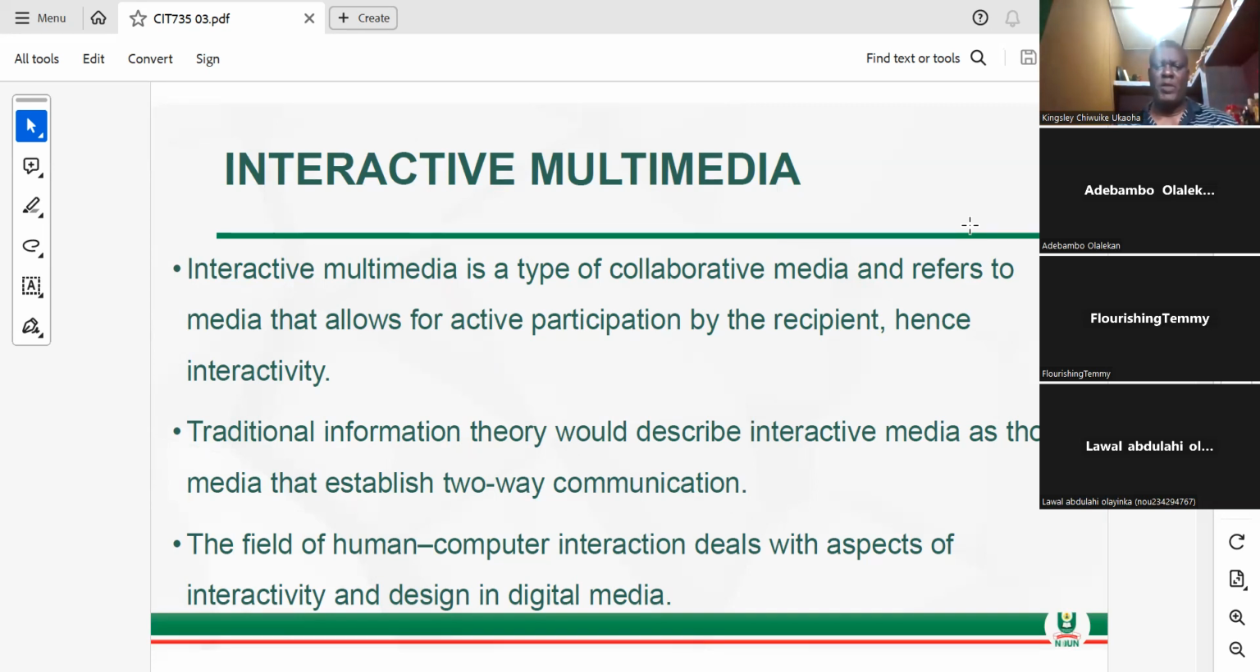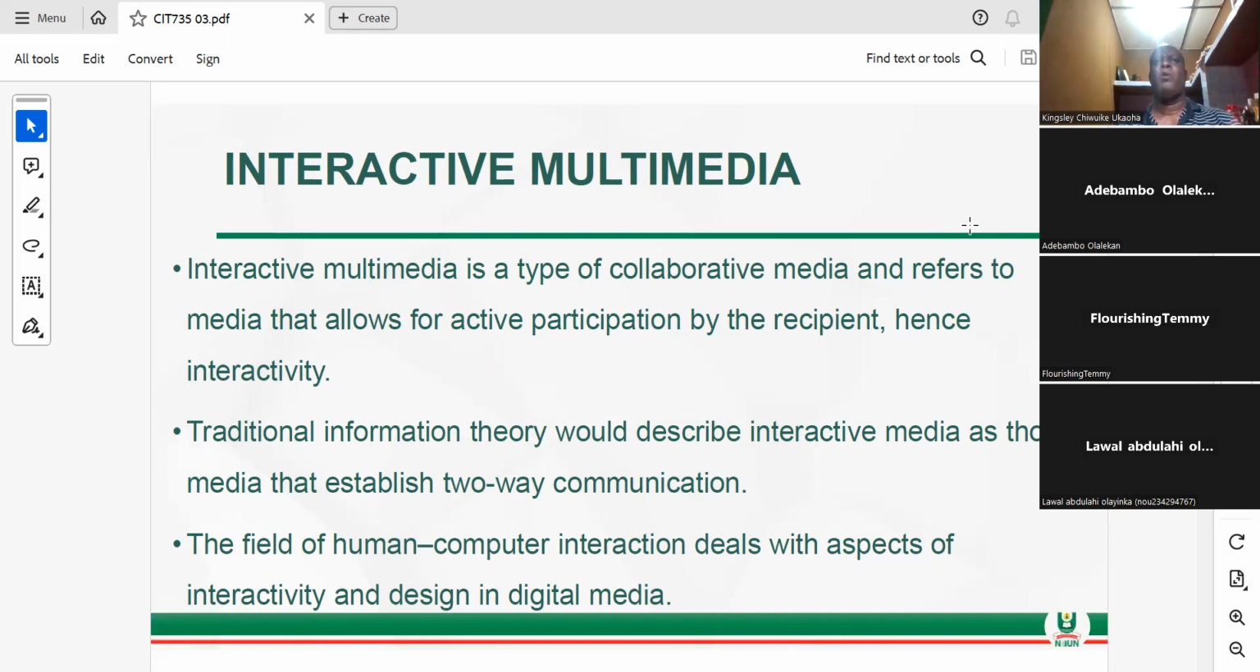So traditional information theory would describe interactive media as those media that establish two-way communication. Television establishes one-way communication. Radio is one-way communication. They present what you want to see or hear, but you cannot respond back immediately. The field of human-computer interaction deals with aspects of interactivity and design in digital media. And so it has gone a step further.